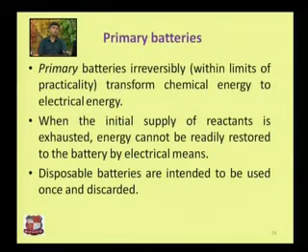So what do you mean by a primary battery? Primary batteries irreversibly, within the limits of practicality, transform chemical energy to electrical energy. When the initial supply of reactants is exhausted, energy cannot be readily restored to the battery by electric means. They are disposable batteries. Once used, you can't reuse those batteries. Disposable batteries are intended to be used once and then discarded.